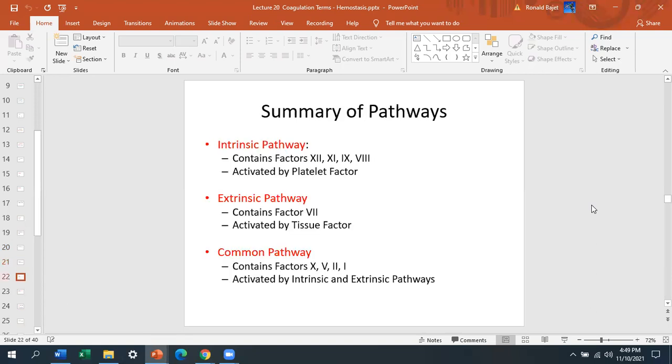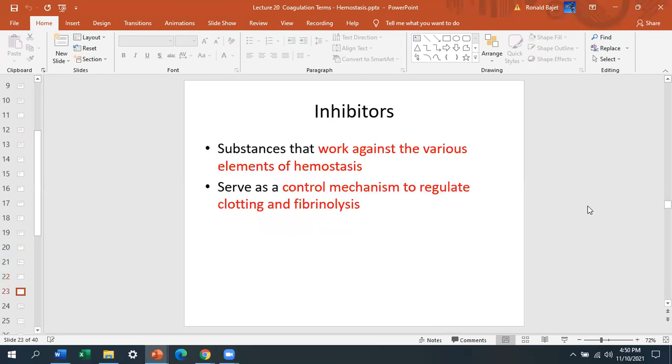So in summary of the pathways, the intrinsic pathway is 12, 11, 9, and 8, okay? And it's activated by platelet factor. And the extrinsic pathway has only one factor, and it's factor 7, and it's activated by tissue factor. And the common pathway contains factors 10, 5, 1, and 2. And it's activated by the intrinsic and extrinsic factors. So the common pathway is where the intrinsic and extrinsic factors meet.